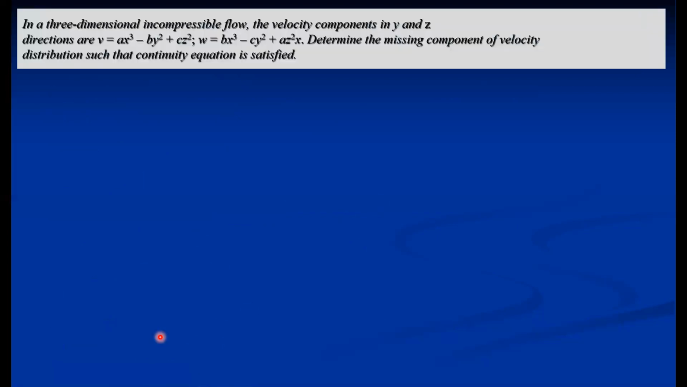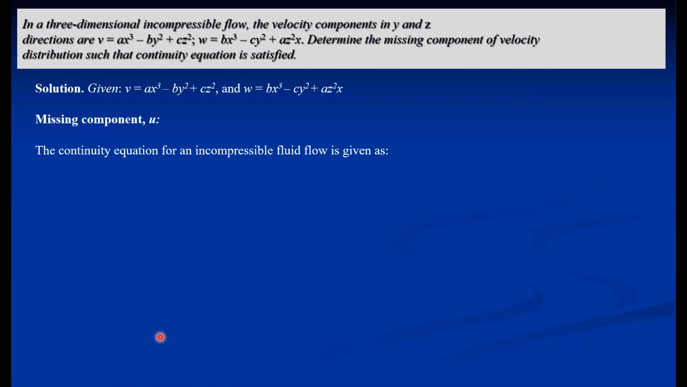Then the third numerical type. In this case, in the three-dimensional incompressible flow, the velocity components in y and z directions are given, and we determine the missing component of velocity distribution such that the continuity equation is satisfied. Sometimes the relation between A, B, C can be asked. So this is similar to the previous one. So V and W are given, so the missing component is U.